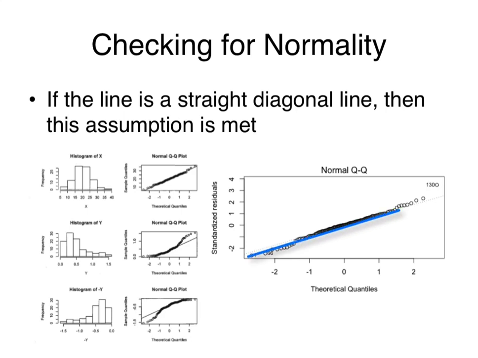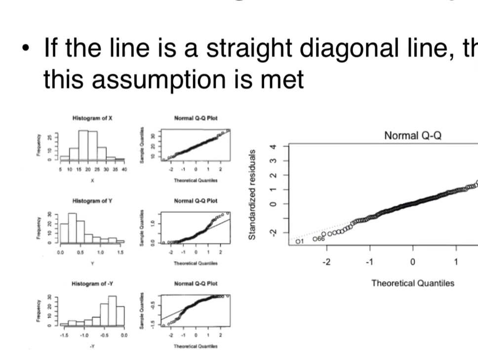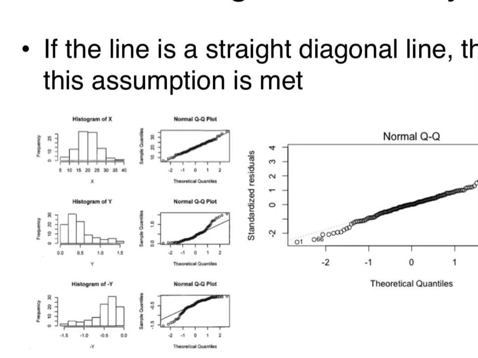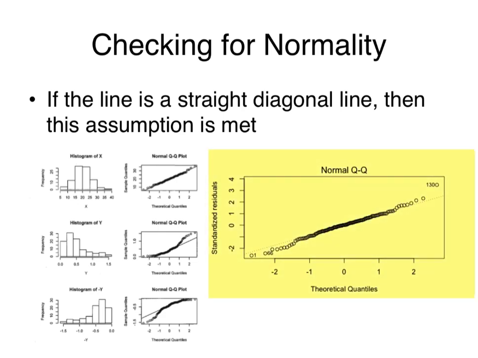If the line is a straight diagonal line, then this assumption is approximately met. Plots on the side show how QQ plots will look if the data are or are not normally distributed. The data on the top is normally distributed, so we can see that this appears as a straight diagonal line in the QQ plot. But the bottom two are not normally distributed. The middle plot is skewed to the right, and the bottom plot is skewed to the left. So a curved line appears in the QQ plots because the normality assumption is violated. And the QQ plot on the right looks fairly normal.